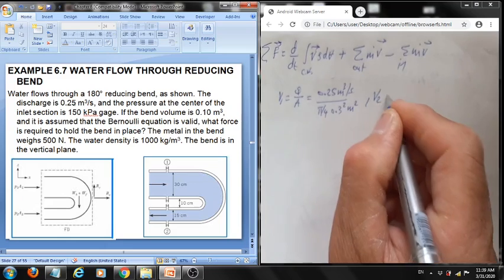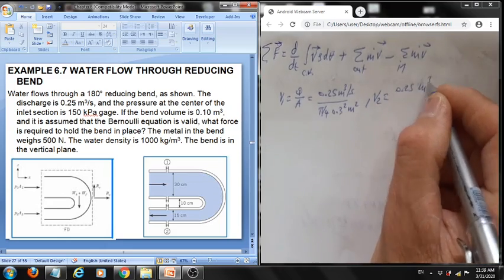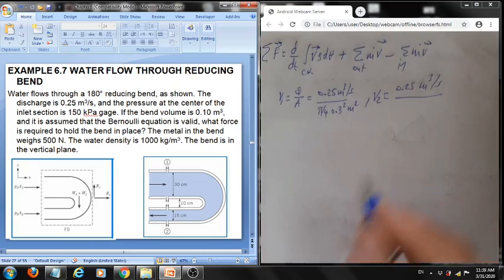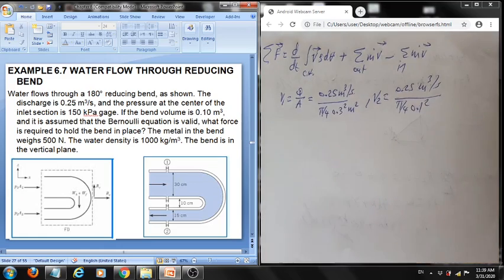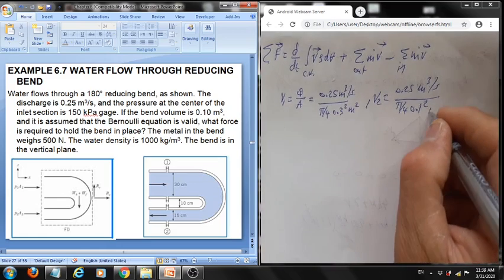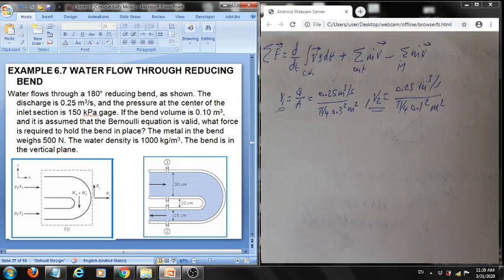For V2, similarly, it will be 0.25 cubic meters per second over the exit area, where the diameter is given as 15 centimeters. So we find V2 and we find V1. Okay, we're given the pressure at the inlet to be 100 kilopascal.